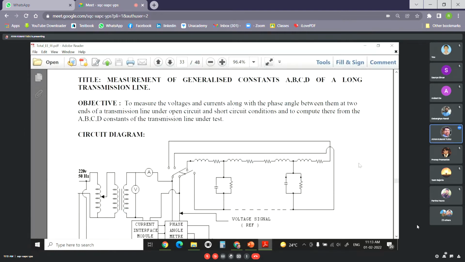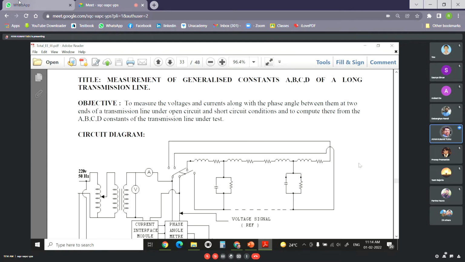Similarly, another important relation is that A should be equal to D. That is, the A parameter should be equal to the D parameter, and that will happen only if the network is symmetrical. So what do you mean by a symmetrical network? A network is symmetrical if it is electrically identical from either end. So for a symmetrical network, the input and output terminals may be interchanged without affecting the network behavior. That is what we know as a symmetrical network.